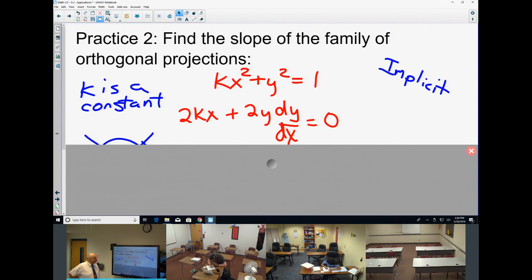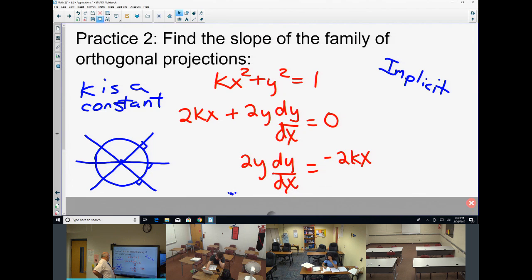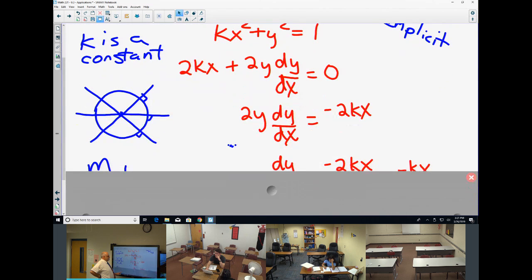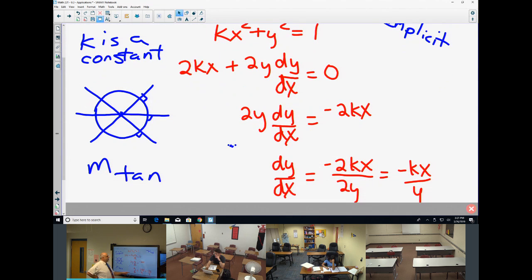All right, so Tobias, when you've solved for dy dx, let me know. I got negative 2kx over 2y. Okay, so you subtract the 2kx, divide by the 2y, and then you can cancel the 2's. So then you end up with negative kx over y. So that's the derivative, or the slope of the tangent.